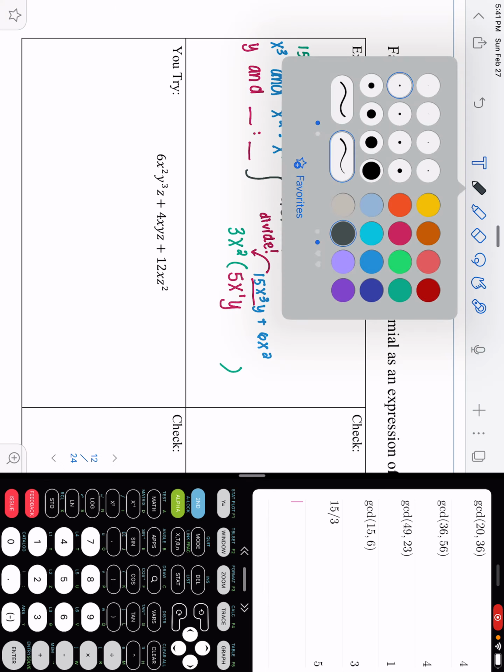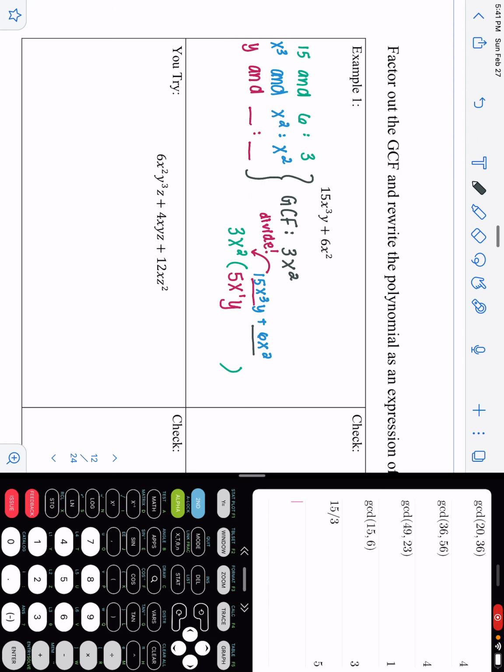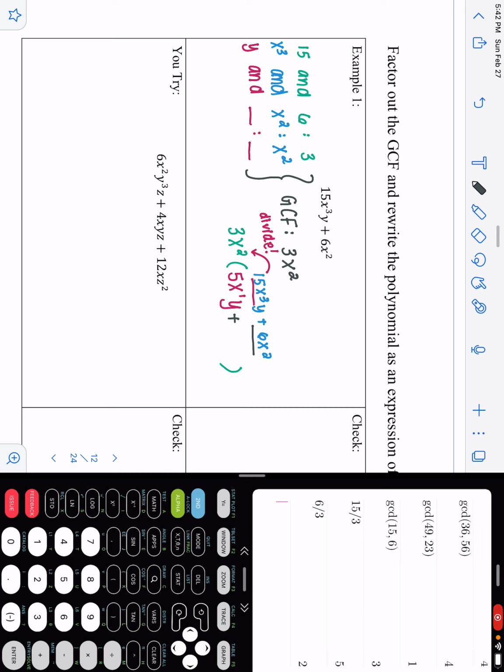Let's try the next part now. Plus 6x squared. So we're going to take the plus. 6 divided by 3. If you can do that in your head, beautiful. 2. And then x squared divided by x squared. Well, then the x squares go away completely, right? Because x squared divided by x squared is just 1, so that just goes away. So this is our final answer.